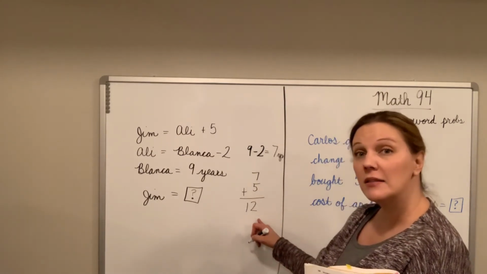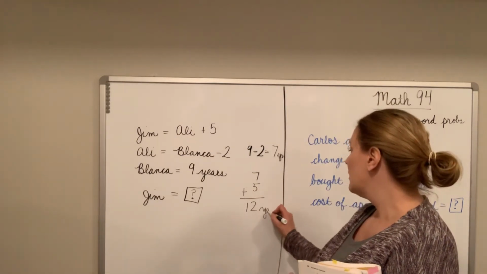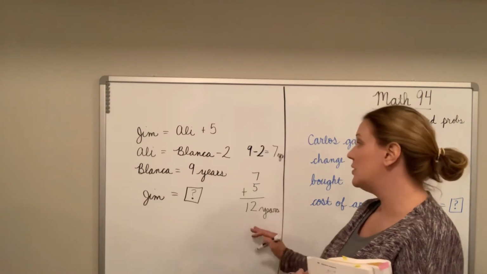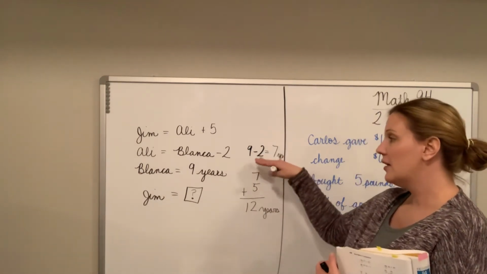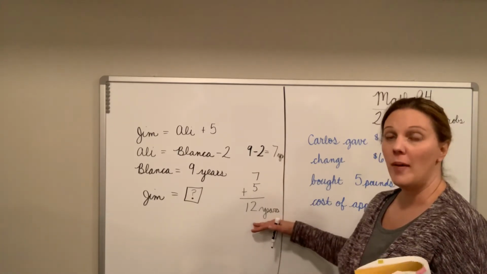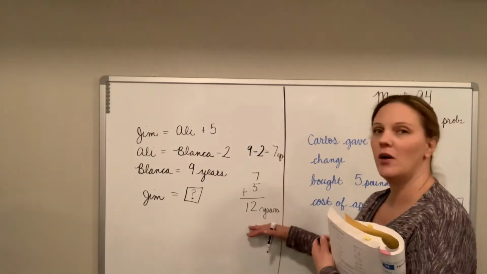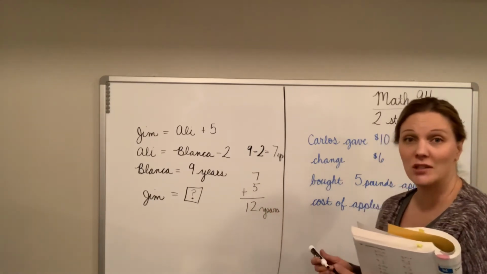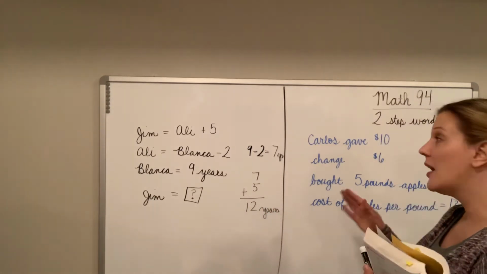12 what? Years. So our answer, we did two steps. We had to find Allie's age first, then we had to find Jim's age. And then we always need a label. So we go back and read, how old is Jim? Jim is 12 years. That's it. So we just did a two-step problem, lickety split. Let's look at another two-step problem.